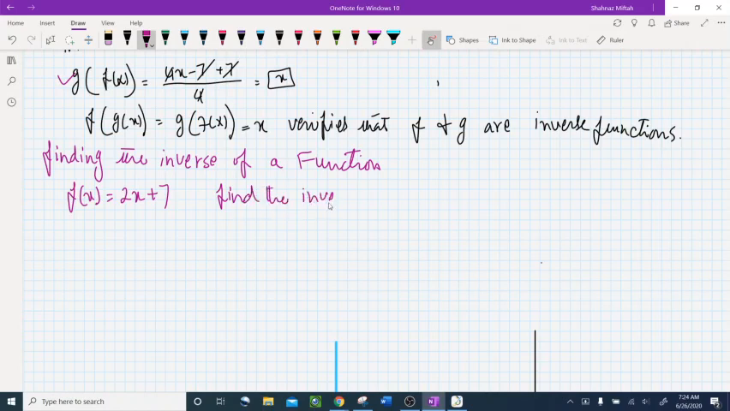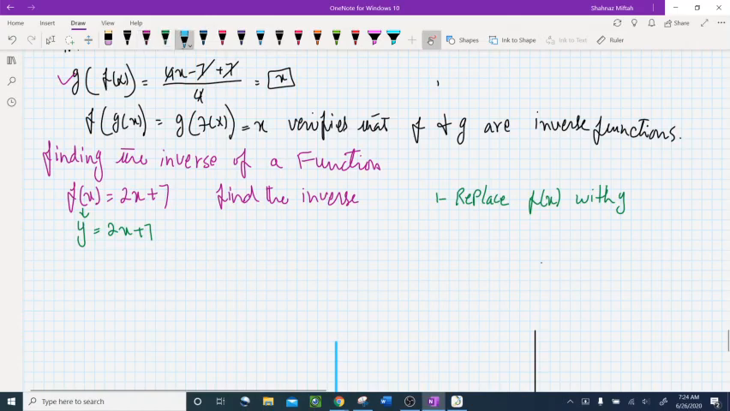So there are a few steps that we are going to do. Step number 1 is replace f of x with y. Okay, that's my first step. So it means I have to replace this f of x with y. So I'm replacing f of x with y, and I'm going to leave everything as it is. Okay, done.